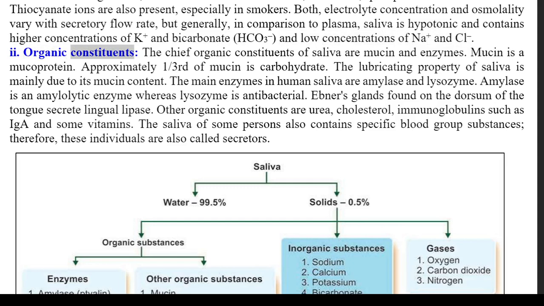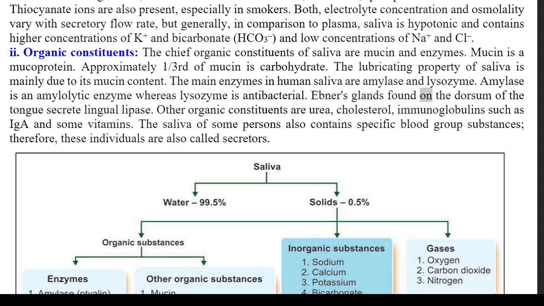2. Organic constituents. The chief organic constituents of saliva are mucin and enzymes. Mucin is a mucoprotein. Approximately 1/3 of mucin is carbohydrate. The lubricating property of saliva is mainly due to its mucin content. The main enzymes in human saliva are amylase and lysozyme. Amylase is an amylolytic enzyme whereas lysozyme is antibacterial.